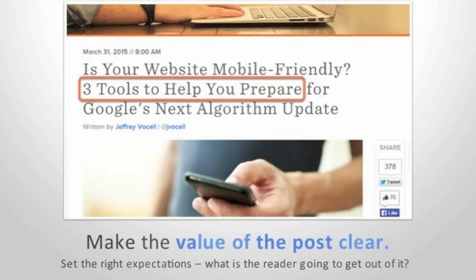Also, make the value of the post clear in the title. Your title should help readers and search engines understand what your post is about. Set the right expectations. What is the reader going to get out of it? What information is covered? What format is the blog post going to take? In this example, the blog post title explicitly tells you that you'll be reading about 3 tools to help you prepare for Google's next algorithm update. You know exactly what you're going to get from this blog post. How is it valuable to you and how much information it contains?